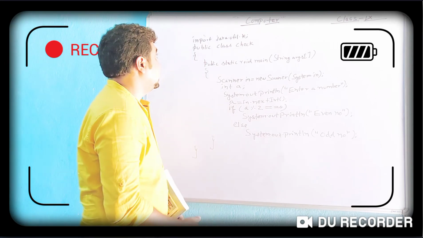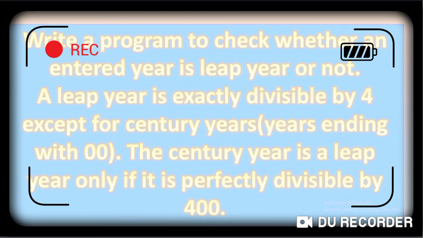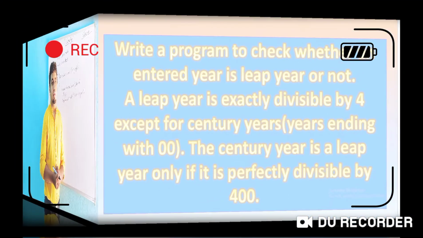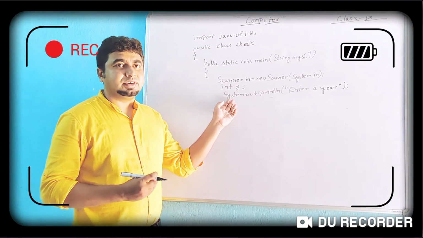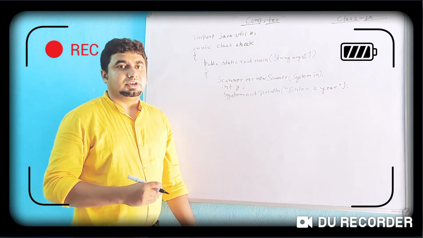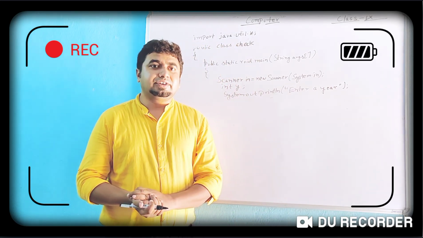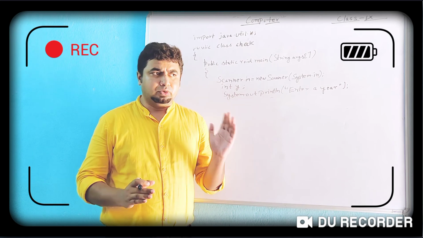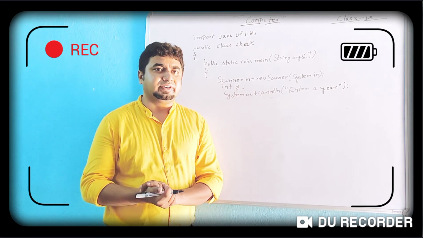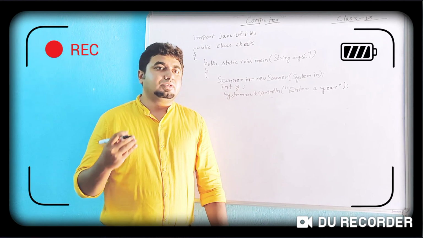So I'll be discussing in the next program, that is, we have to check whether it is a leap year. Okay, so in the next program, we have to check whether it is a leap year or not. A leap year is basically a year which is divisible by 4 and it is divisible by 400. If it is divisible by 100, we have to check that it is divisible by 400 or not.